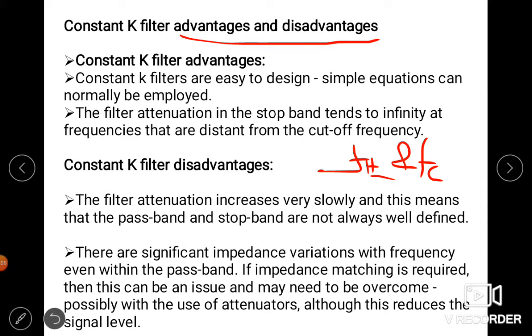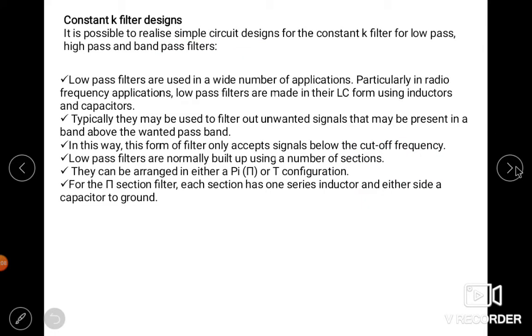So these are some disadvantages, but before going to the disadvantages, I would like to go to the designing part. Once we have discussed the designing part, it is possible to realize the simplest circuit design for the constant K filter, for the low pass filter and the high pass and band pass filter. Low pass filter is useful for a wide number of applications, particularly in radio frequency, and low pass filters are made in LC form using the inductor and capacitor.